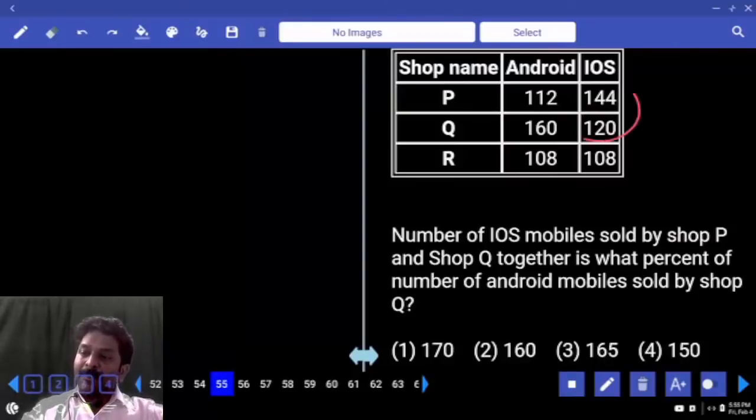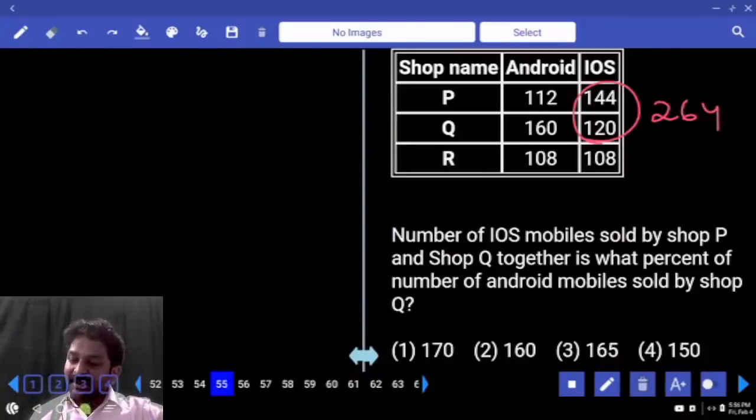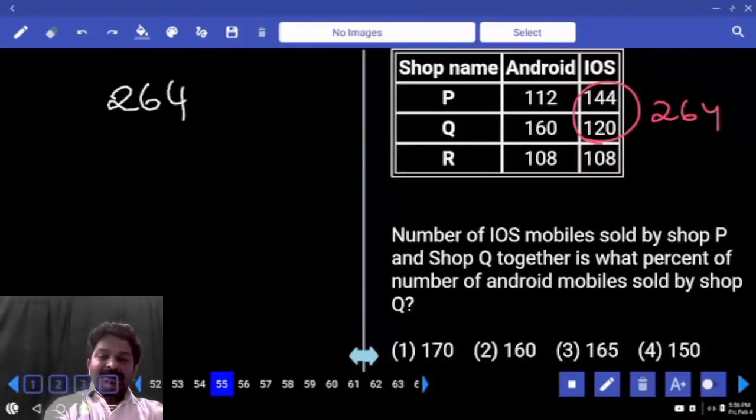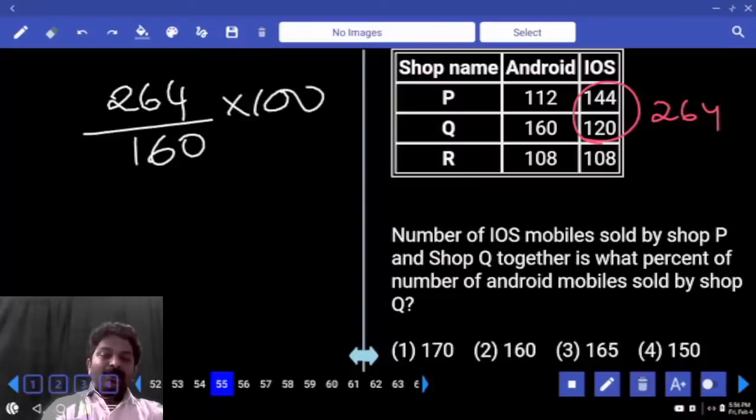Number of iOS mobiles sold by shop PQ together. iOS by PQ together, 264. Is what percent of Android phone sold by shop Q? So 264 calculated as a percentage with respect to 160, percentage into 100. Right, what is 100% of the denominator? 160. 50%? 80.